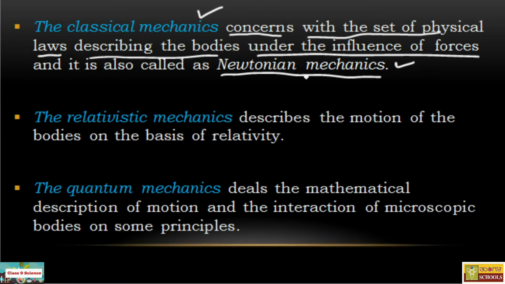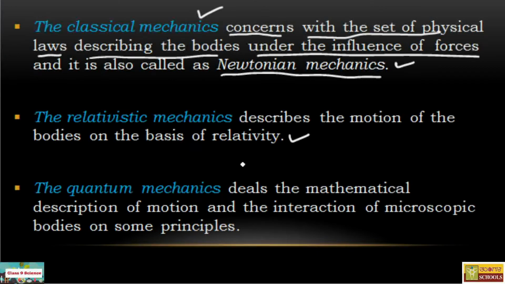To get the answers, we need relativistic mechanics and we need quantum mechanics. Relativistic mechanics describes the motion of bodies on the basis of relativity. It was given by none other than the great Albert Einstein, who proposed this wonderful theory called the theory of relativity.